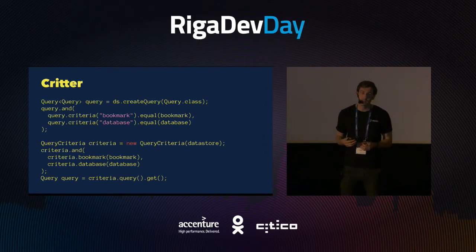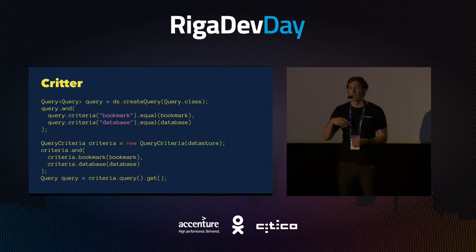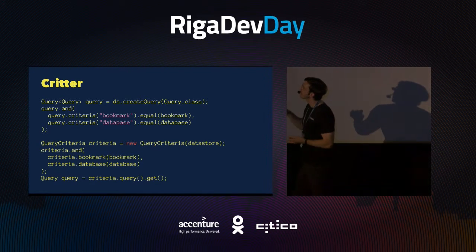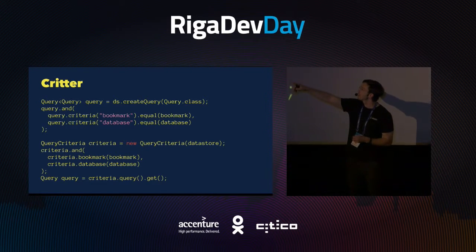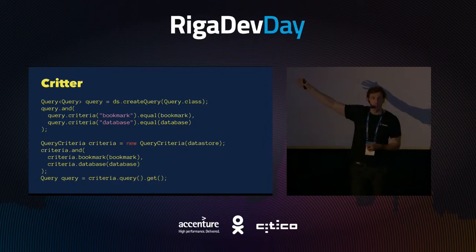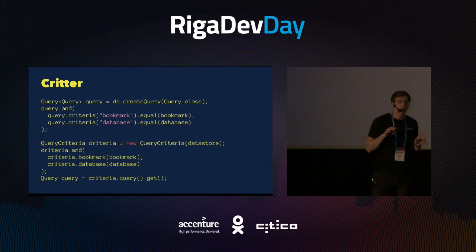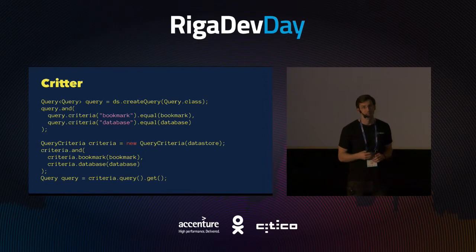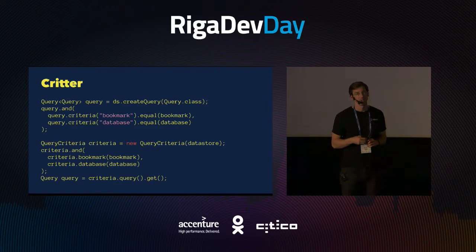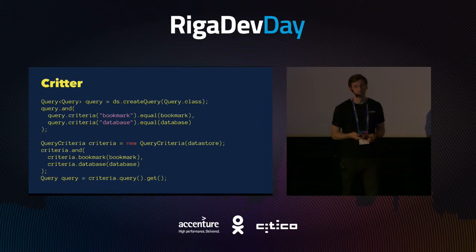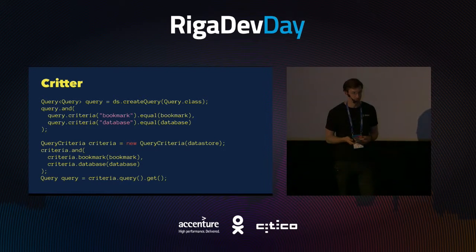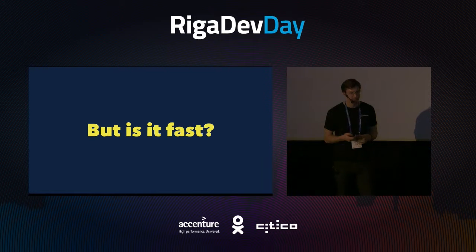And what Critter does is, when you compile your code, it will extract all the available attributes. So you will have type-safe attributes. You can use then bookmark criteria.bookmark and whatever value you want to check against, but you don't need to pass around any strings manually. So this is handled by the database. It hasn't seen much attention yet, but at least it's available, and I think it's a good step in the right direction.